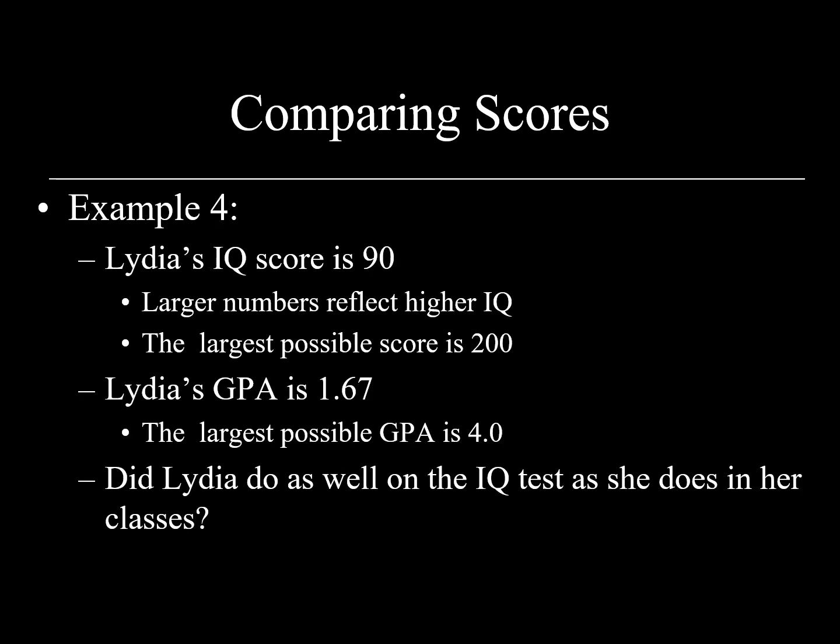Final example, Lydia's IQ score is 90. Larger scores reflect higher IQ. The largest possible score on this particular scale is 200, and these are basically 0 to 200 scale. Lydia's GPA is 1.67.